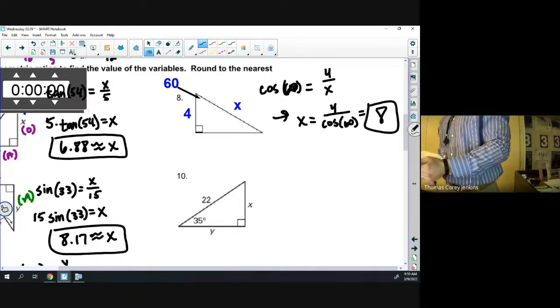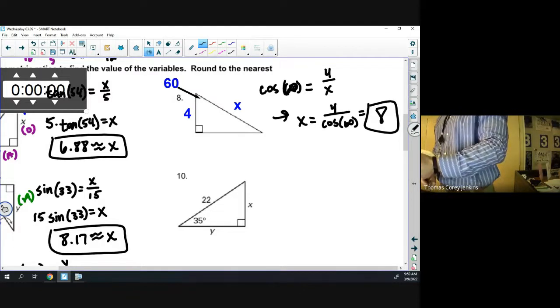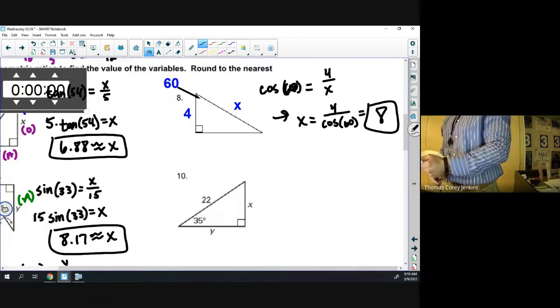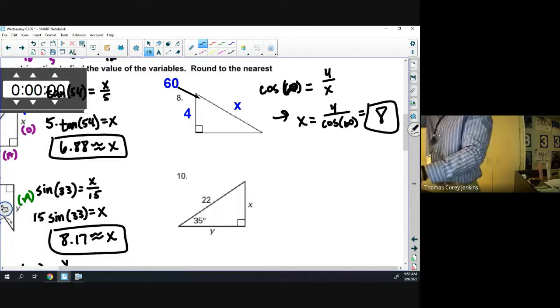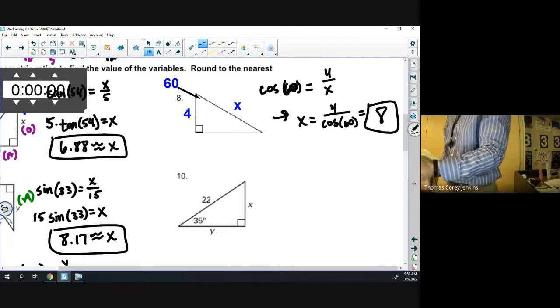Any thoughts on why that's a nice clean number, not an irrational number? What about the triangle might have been a clue? It's a 30, 60, 90, right? So that was one from yesterday, actually, okay? But you see, you can still use your calculator on those, right?